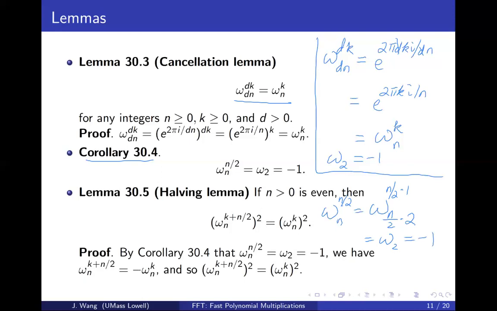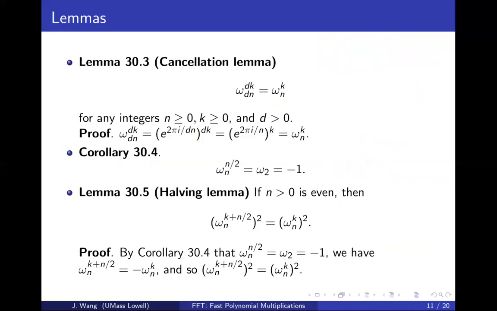All right, so next we're going to see the halving lemma. What it says here is that omega n to the k plus n over 2 squared.